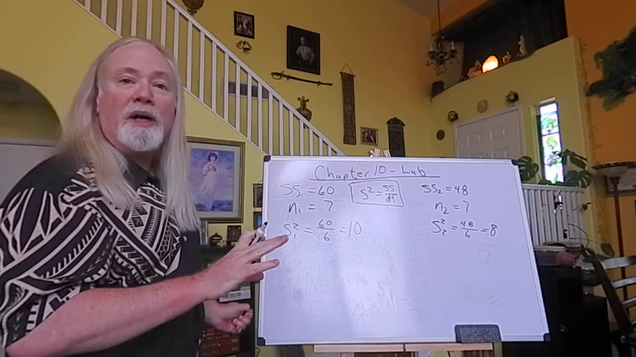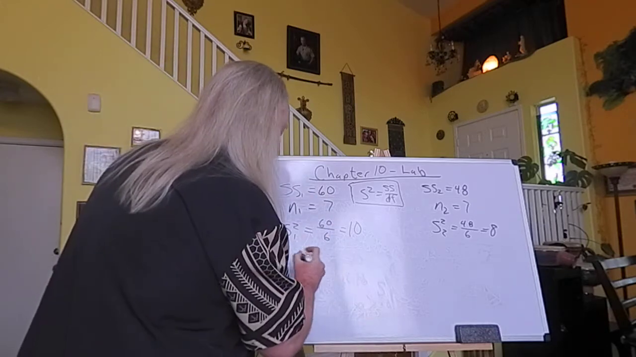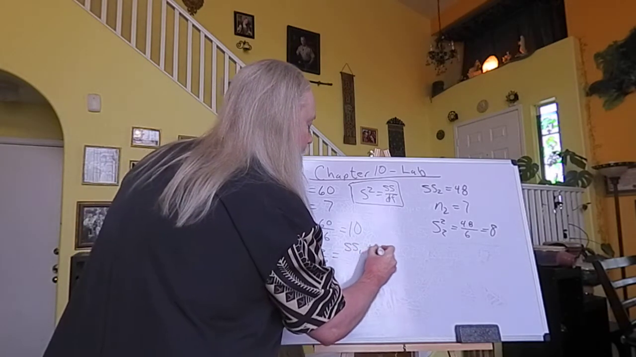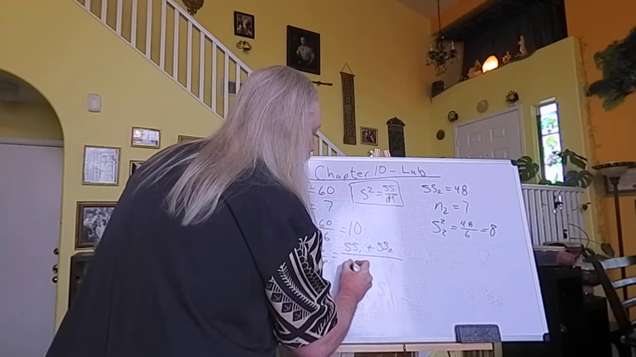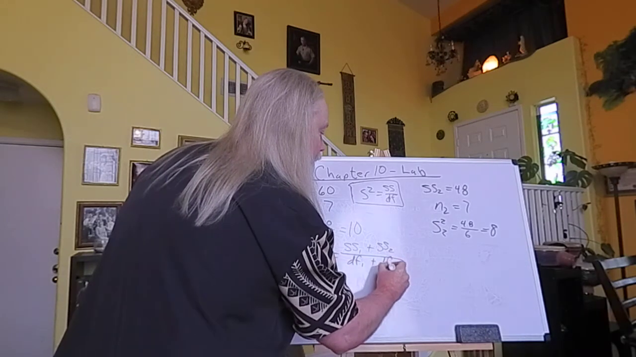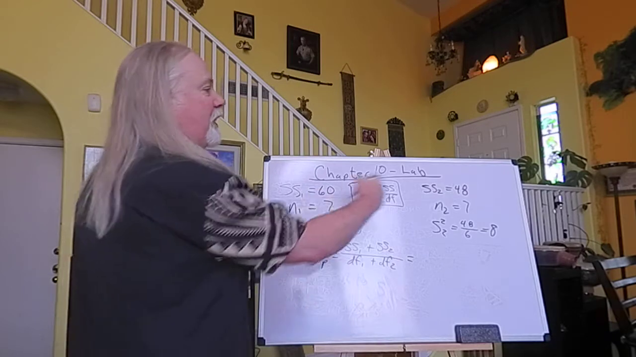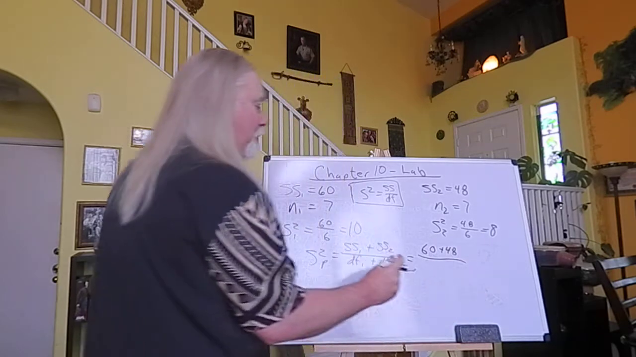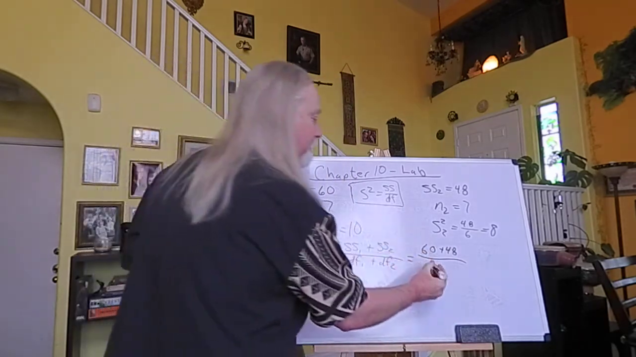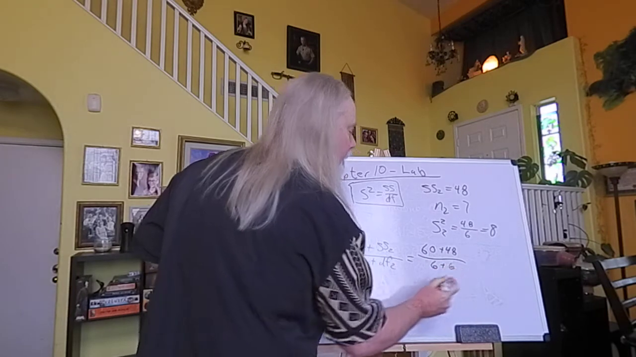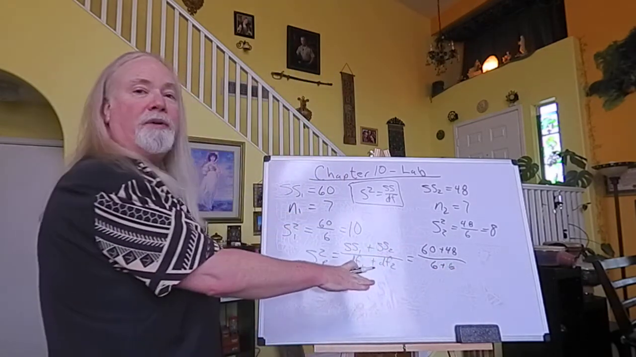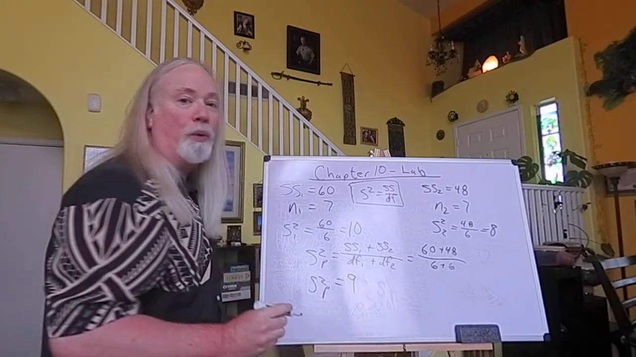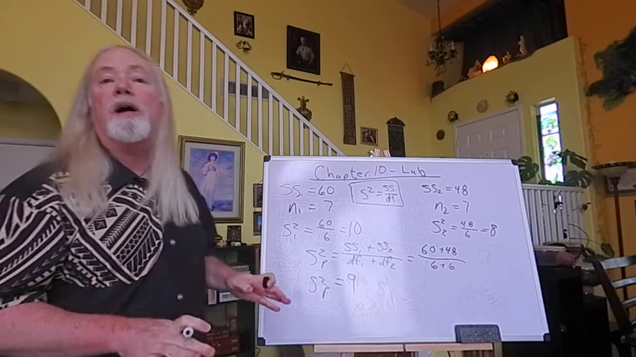So remember that our equation for pooled variance is sums of squares for the first sample plus sums of squares for the second sample, divided by degrees of freedom for the first sample plus degrees of freedom for the second sample. So we've got 60 and 48 on the top, and we've got 6 and 6 on the bottom. So we end up with 108 on the top divided by 12 on the bottom. So when we calculate that, we find indeed our pooled variance is exactly 9 points, right where it should be.